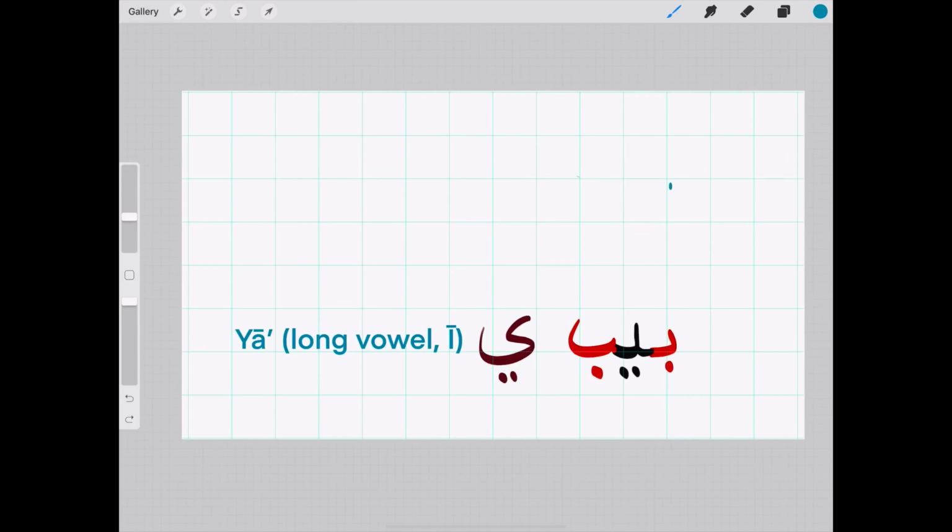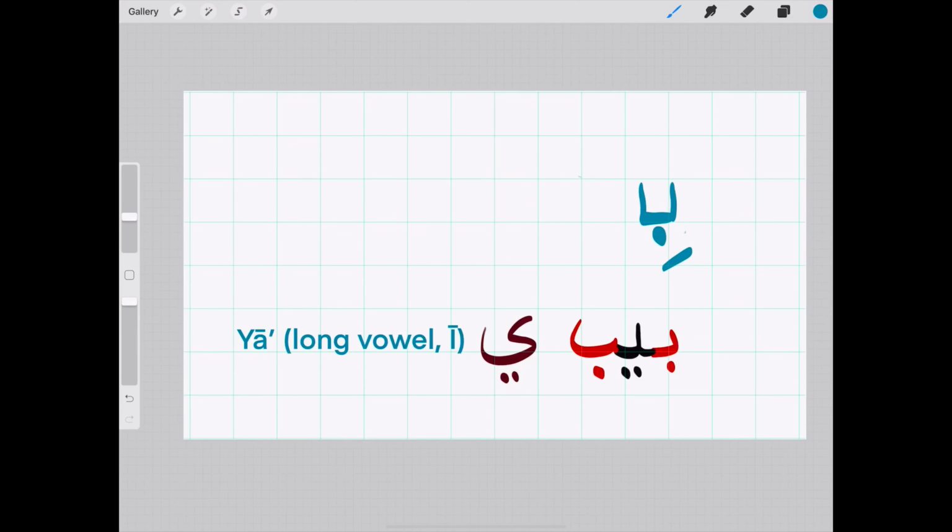This is ba with the kasra. It's a bi. If you add the E or the ya long vowel to it, it becomes bee. You write it like this. And we can add a third letter, which is a ba letter towards the end. It becomes beeb. All right? With practice and repetition throughout the lessons and future lessons, things become easier.